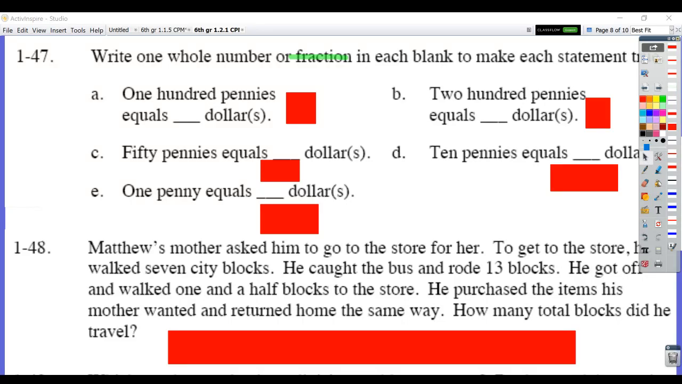Then for 148, it says Matthew's mother asked him to go to the store for her. To get to the store, he walked 7 city blocks. He caught the bus and rode 13 blocks. He got off and walked 1.5 blocks to the store. He purchased the items the mother wanted and returned home the same way. How many total blocks did he travel? So it does not say you have to make a diagram. If you want to, you could. But otherwise, he's walking 7, riding 13, walking 1.5, and then gets to the store and goes back the exact same pathway. So how many total blocks did he travel?